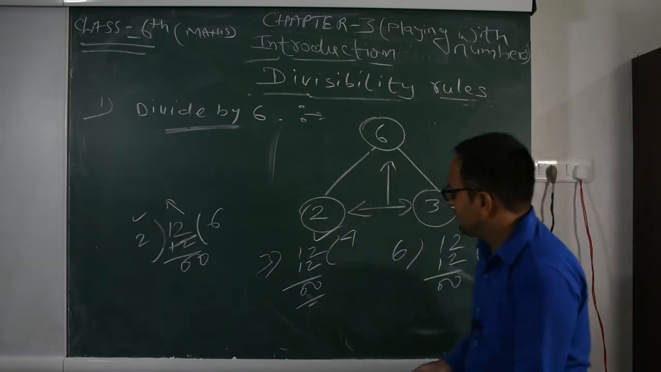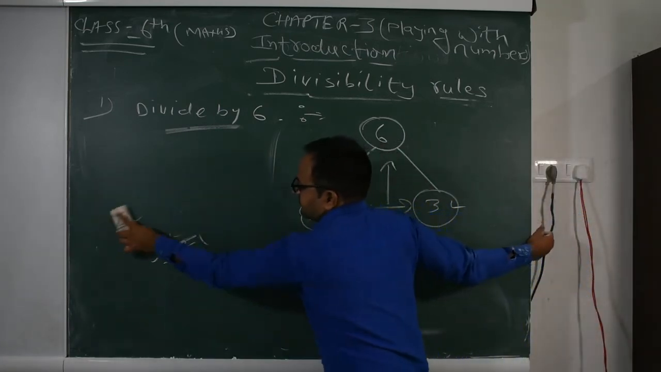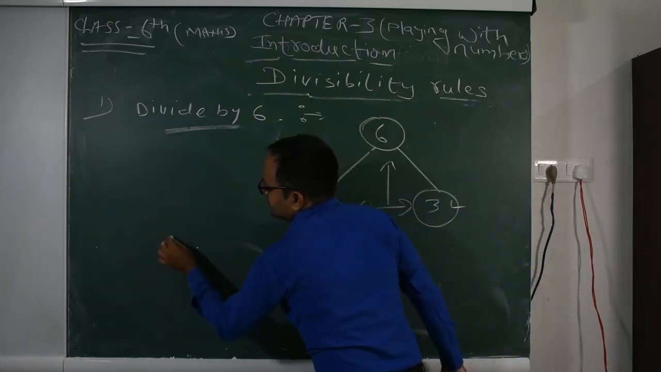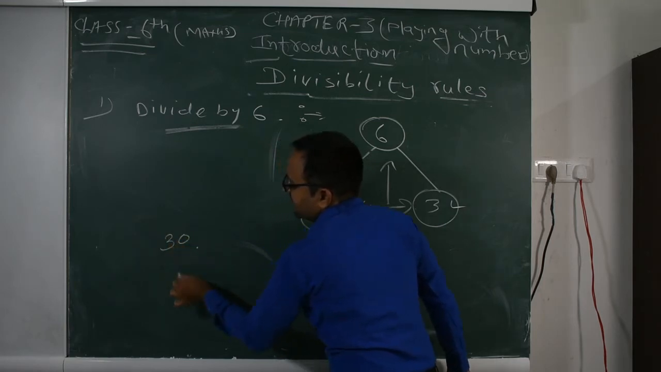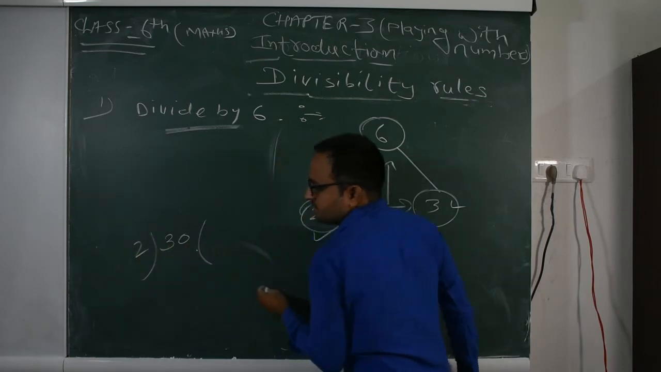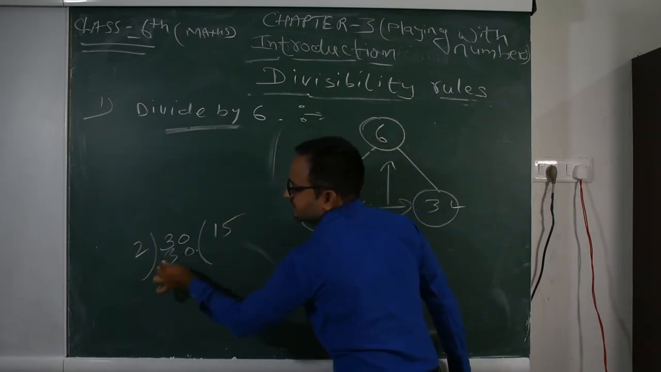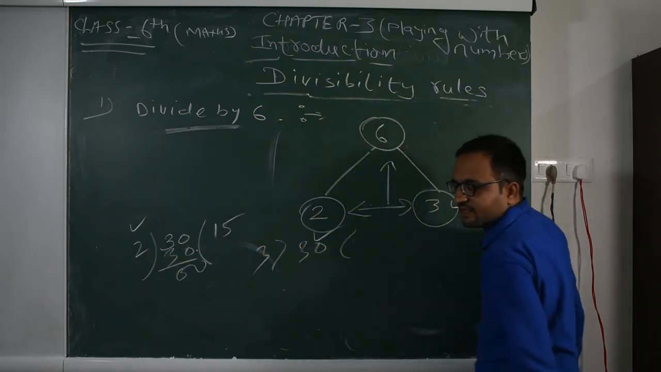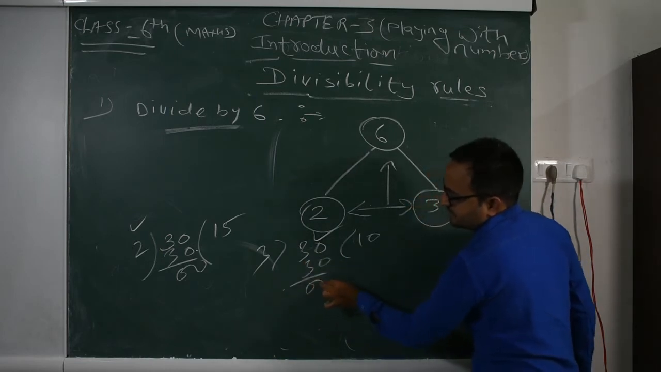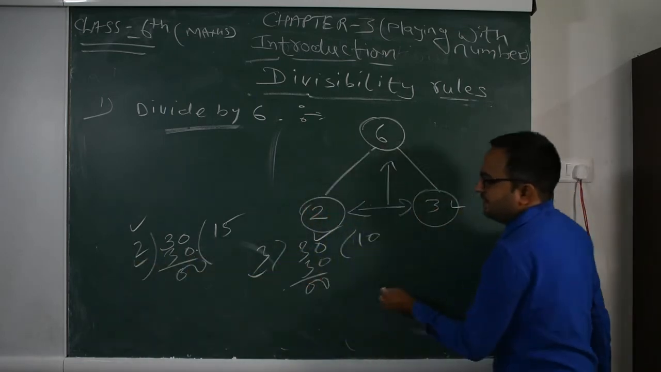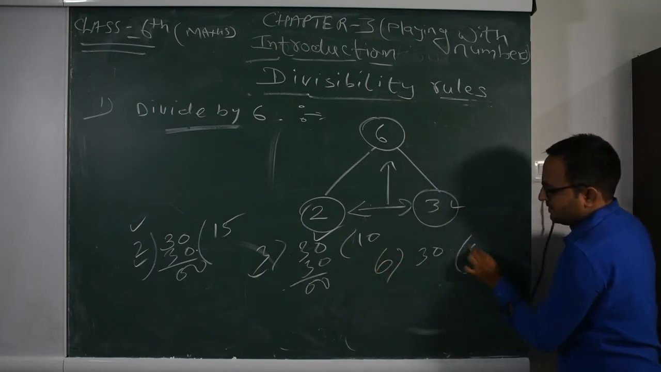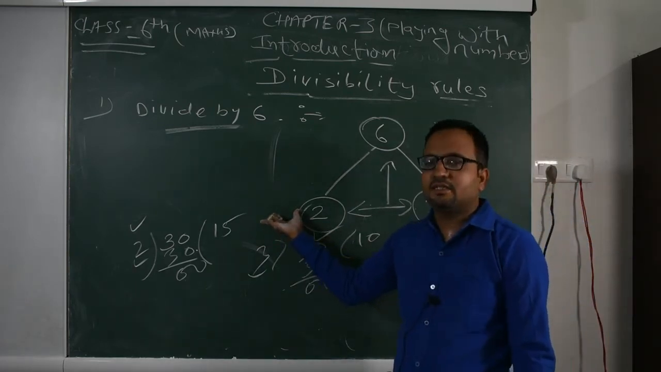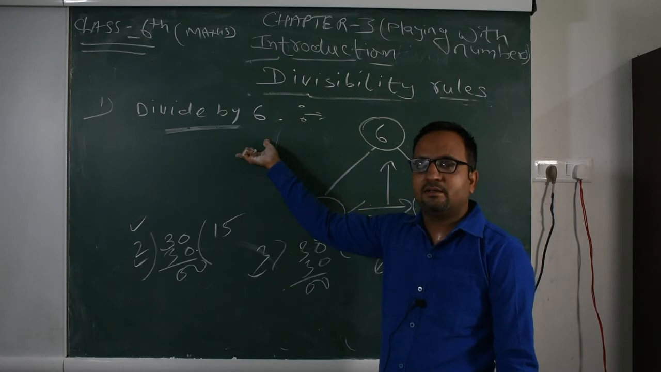We take another example. Now we take 30. Okay. So first we check 2. 2 fifteens are 30. So the number is divisible by 2. Now we check whether the number is divisible by 3 or not. 3 tens are 30. So the number is divisible by 2 and 3. So it is also divisible by 6. Okay. So this is the concept of the divisibility rule by 6.